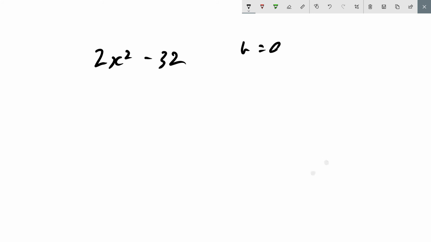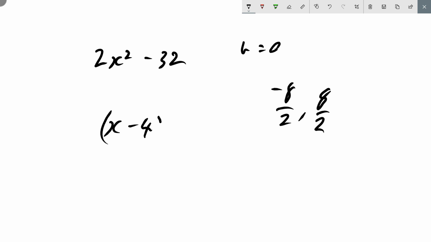Divide both of those by 2. So negative 8 over 2 and 8 over 2. This will give me 4. So I'll get x minus 4 and x plus 4. And then I put a 2 at the front.